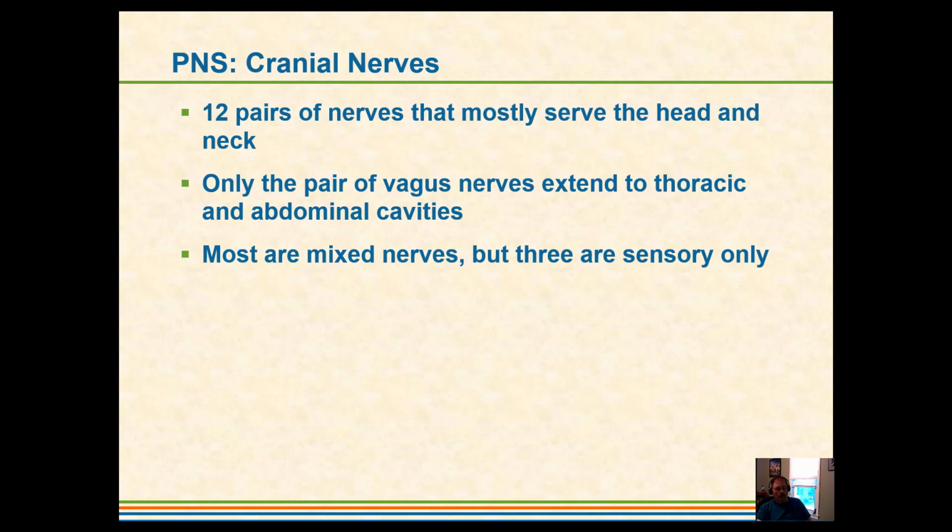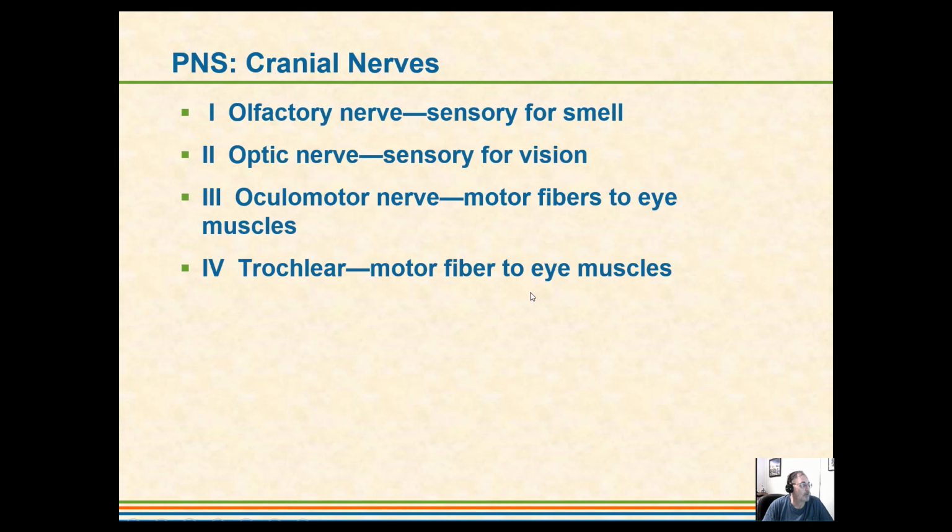So, cranial nerves. We've got 12 pairs. They mostly serve the head and the neck, although there is a vagus nerve, which actually extends down into the digestive tract. It extends also to the thoracic area. It helps regulate heart rate. It helps regulate digestion as well. There are just 3 of these that are actually sensory only.